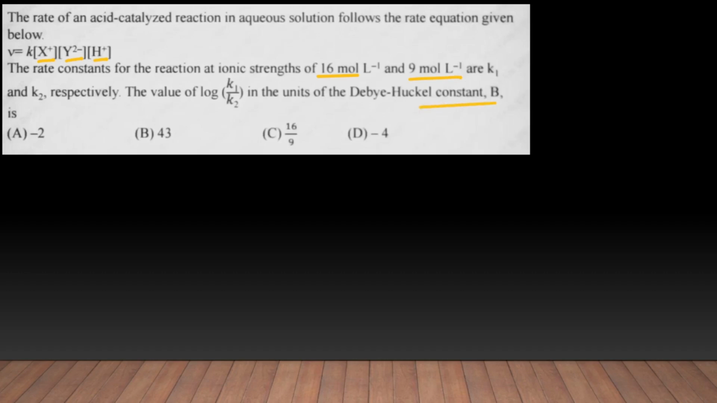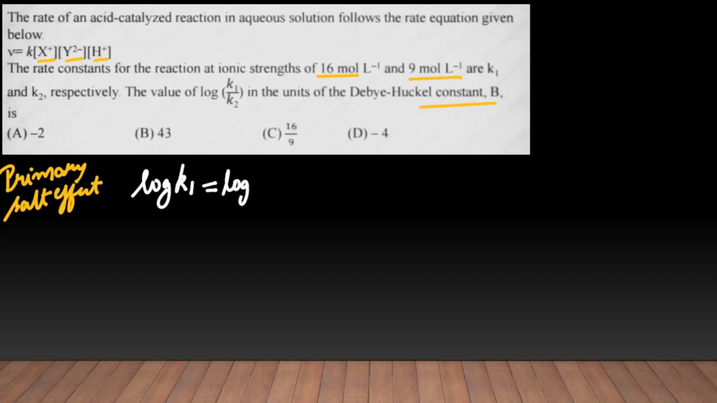So this question belongs to the primary salt effect, according to which, when three ionic species are present, we write the expression of the rate constant like log of K1 is equal to log of K0 plus 2b. Why b? Because of the Debye-Huckel constant, and in terms of b over here, that is why we are using b.